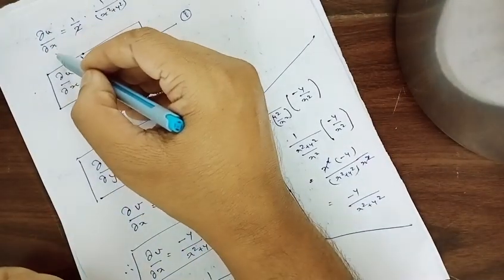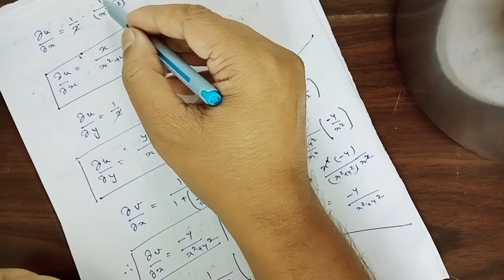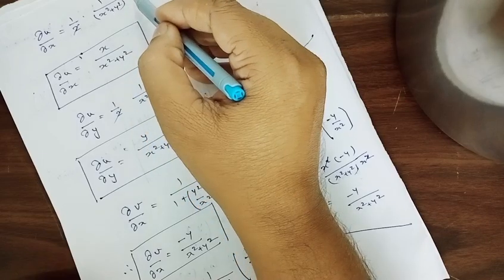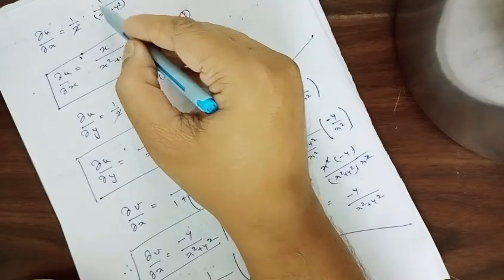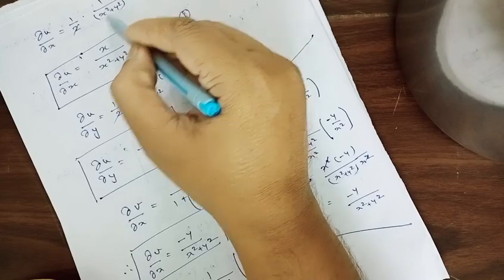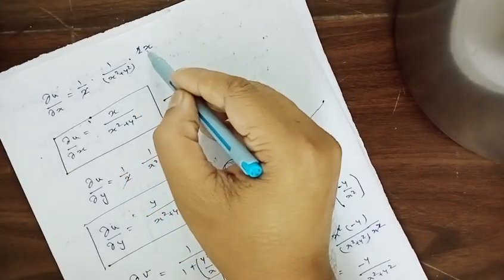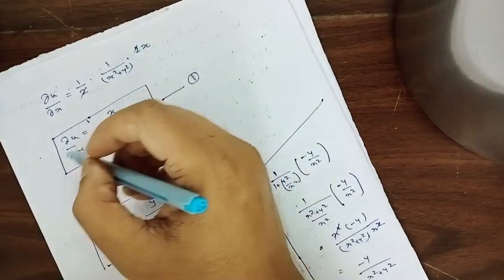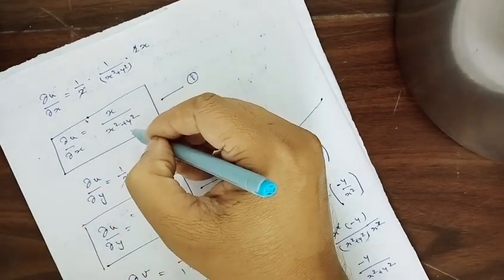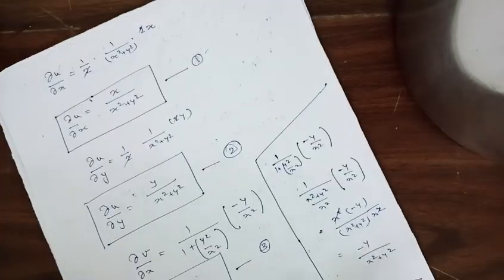You find out dou u by dou x. So 1 by 2, when you are differentiating log, then 1 by x square plus y square, because the derivative of log x is 1 by x, therefore 1 by x square plus y square, then the derivative of the inside, so 2x, when x square is differentiated you will get 2x, therefore 2 cancel. So you will find dou u by dou x is equal to x divided by x square plus y square. So you find this equation 1.